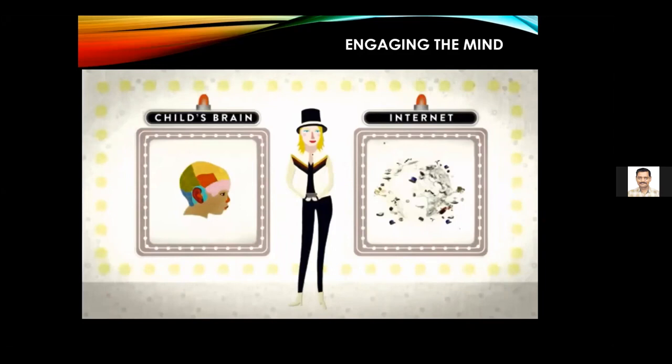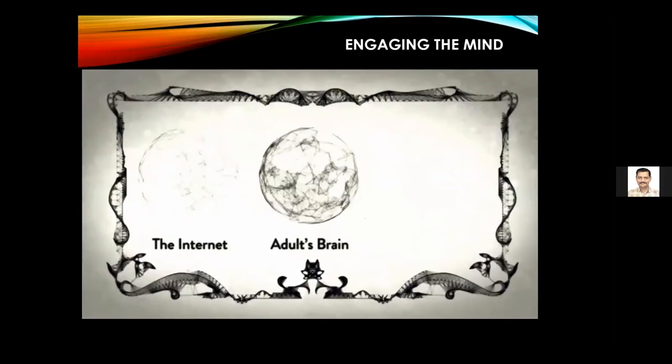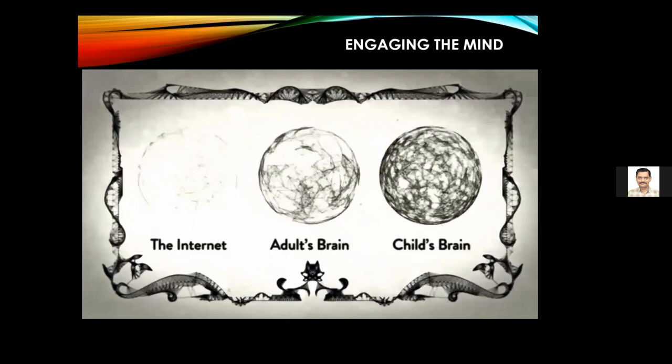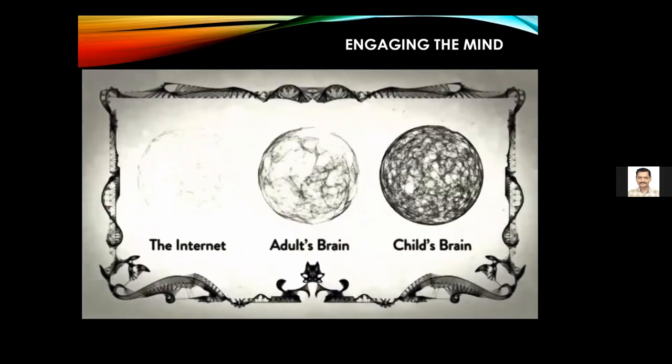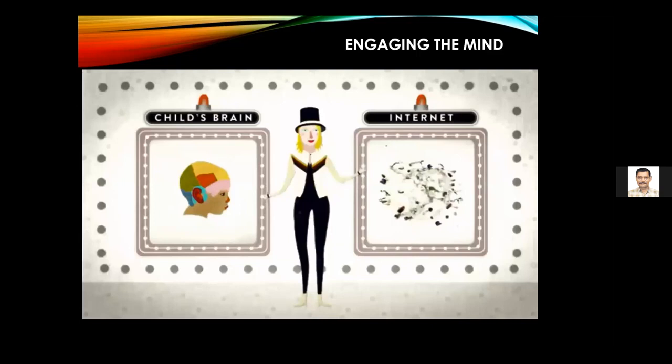Well, the internet has over 100 trillion links. And an adult's brain has 300 trillion links. But get this, a child's brain has a quadrillion connections, 10 times the number of connections of the entire internet. A child's brain has more connections than the entire internet. Yes, it blew our minds too. How is that even possible?